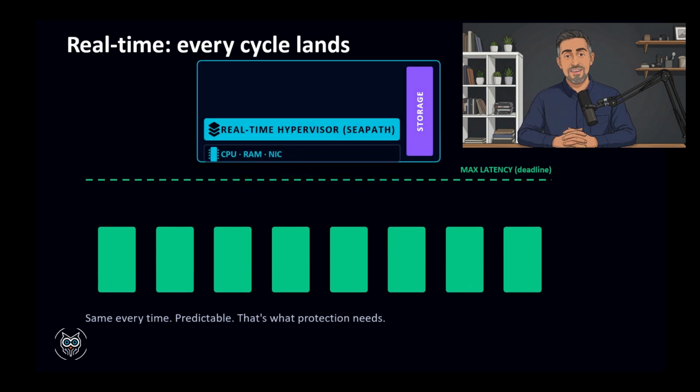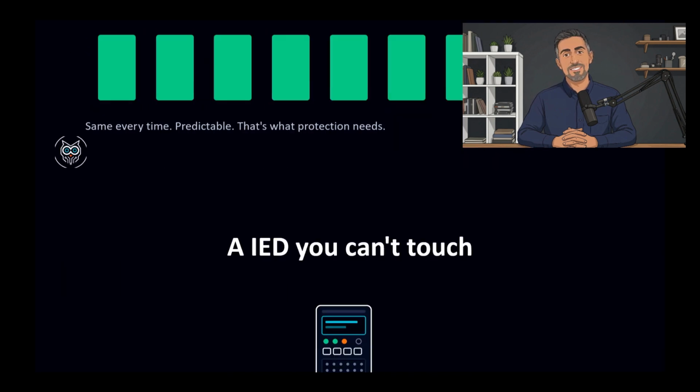This is where SEAPATH comes in. SEAPATH is a real-time hypervisor. Hypervisor just means the layer that runs those virtual IEDs. Real-time means it gives each one guaranteed timing, so every cycle lands inside the window that IEC 61850 protection demands. That is the whole reason it exists.